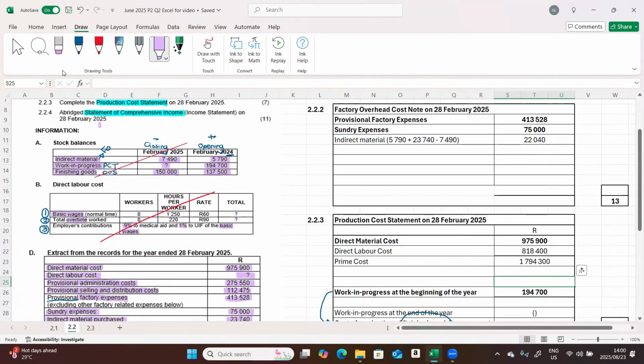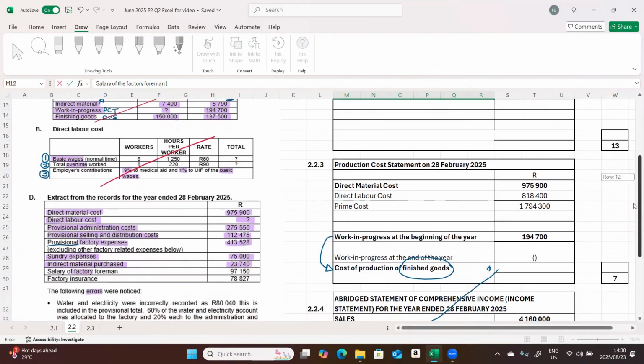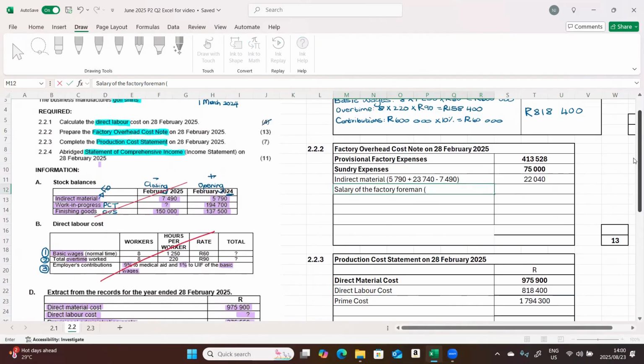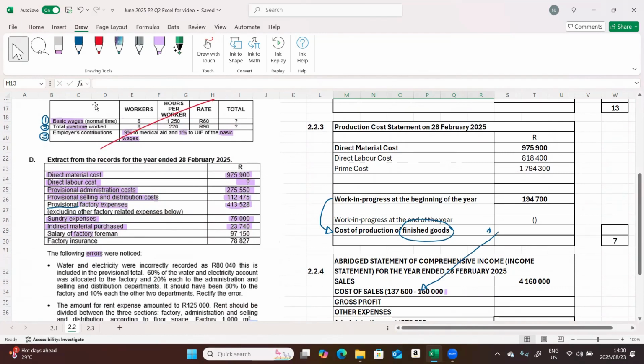So you can go and write that. We are going to type it. Let's just remind myself that we want to type it. So the salary of the factory foreman needs to be written in here, and then you can go and write the pre-adjustment amount of 97,150. So you know that is where that goes. There we have that, so we can highlight that as well.